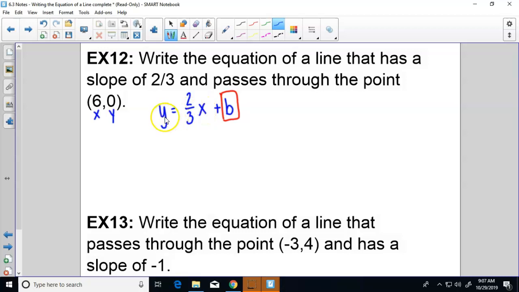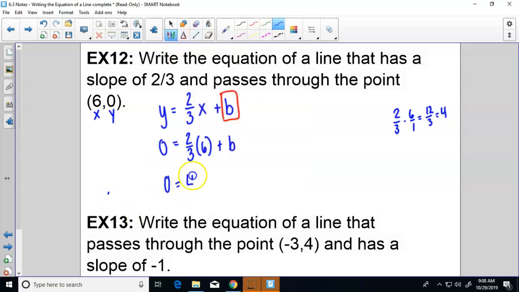So if we plug in 6 for our x, then the equation should give me y, which is 0. So you plug in your x and your y into your equation. Okay? So 2/3 of 6. What is 2/3 of 6, Cole? Not 2. 1/3 of 6 is 2. 2/3 of 6 is 4. Or if you need to, 2/3 times 6 over 1 is 12 over 3, which is 4. So we get 4.